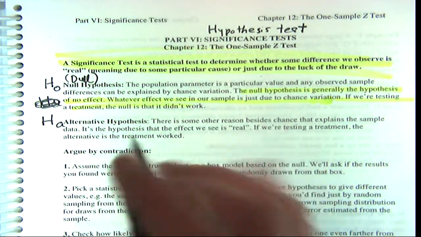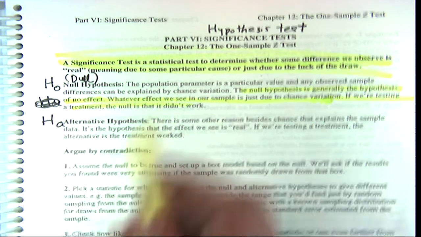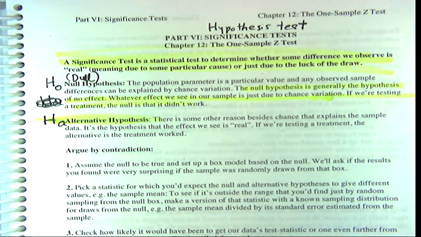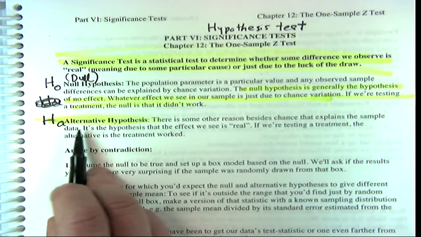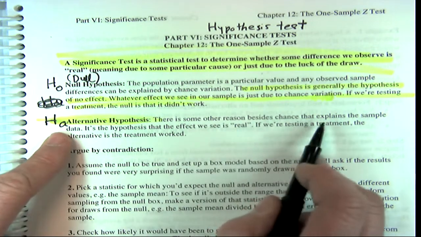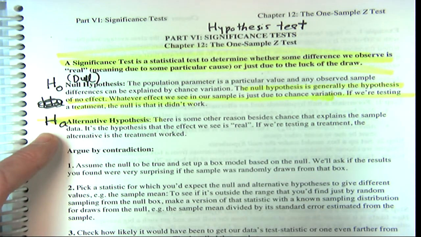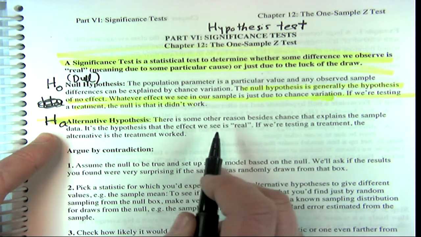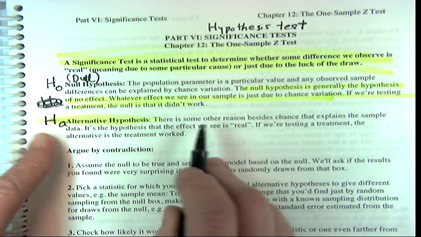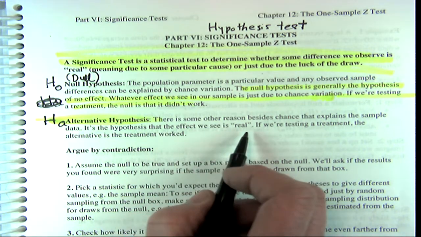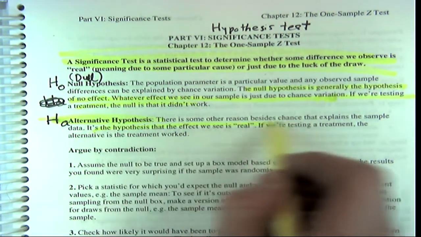So Ellen, look here. Alternative hypothesis. Make sure I'm writing in the right place, because now I know I can see. I just have to remember I can. Okay, so the alternative hypothesis is that there's some other reason besides chance that explains the sample data. Our result would be very unlikely to be due to chance. It's the hypothesis that the effect we see is real.